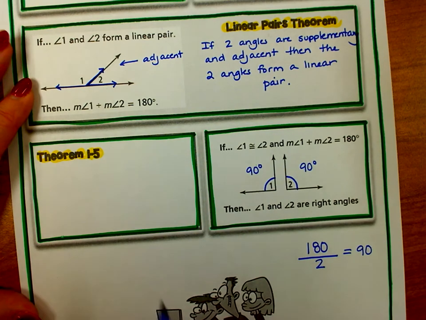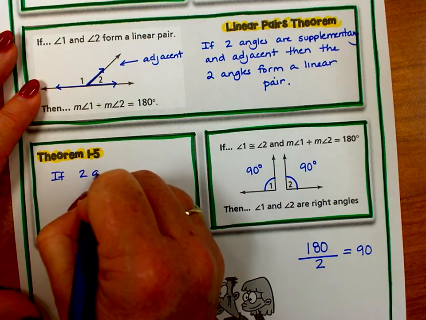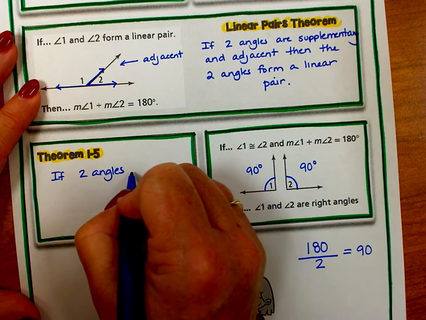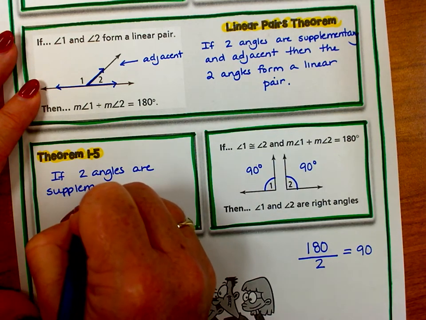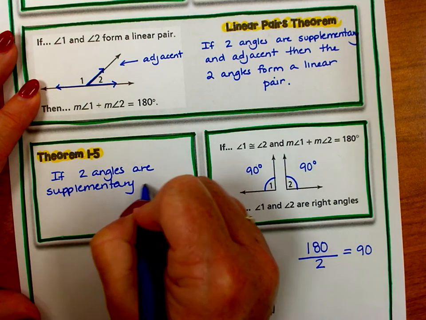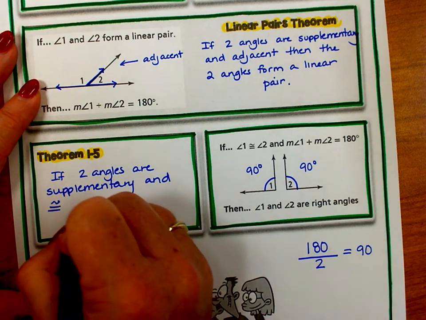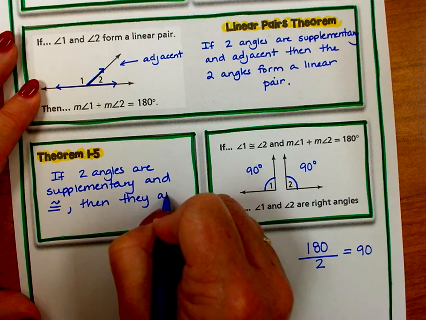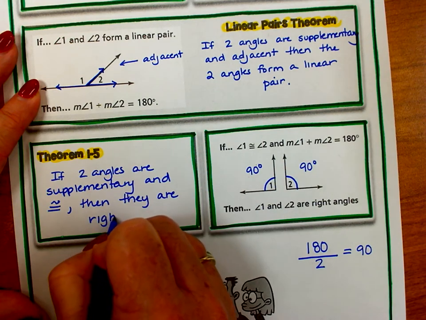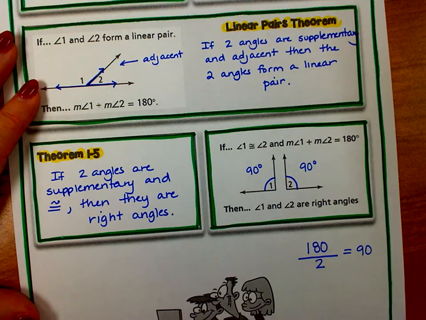Okay, so we can say if two angles are supplementary and congruent, then they are right angles. If two angles are supplementary and congruent, then they are right angles.